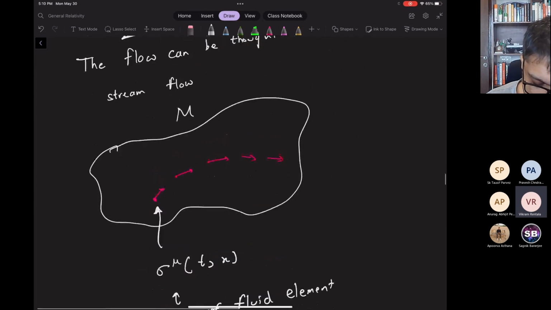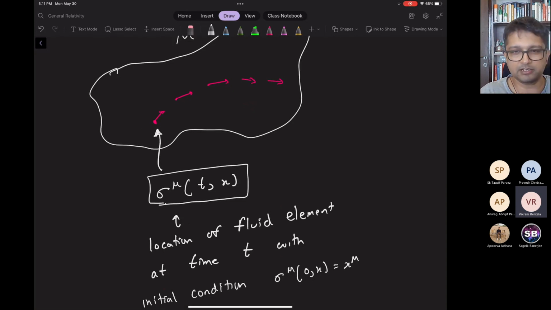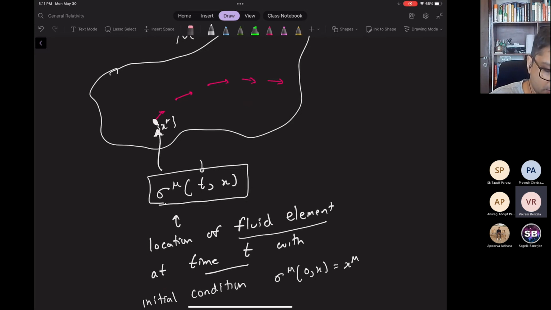So this flow can now be thought of as a stream flow. That is, if I start at sigma mu t x, what it gives me is, you can think of it as a flow, like some kind of liquid flowing, and sigma mu t x gives the coordinates or the location of a fluid element at time t, where the initial condition is that this fluid element was here. It was at some x mu. So at t is equal to 0, it had coordinates x mu. And if you tell me a time t later, where is this? It's at sigma mu t of x.